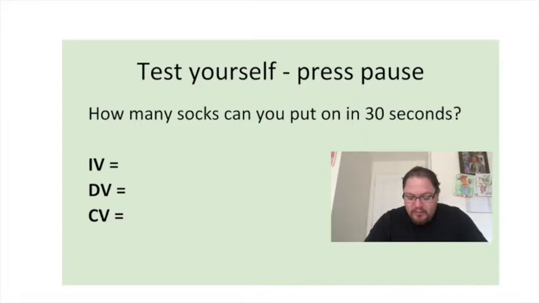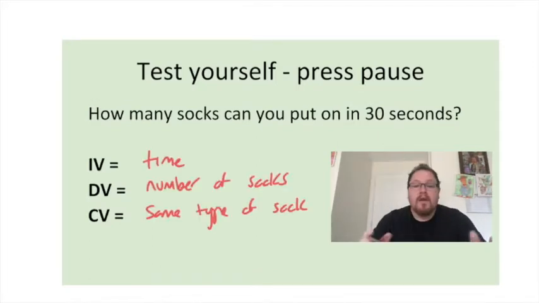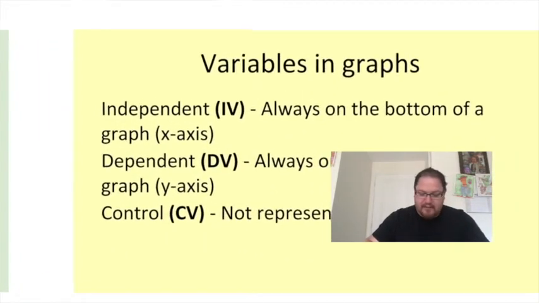How many socks can you put on in 30 seconds? Try and identify what you're changing, your IV, and what you're measuring. Okay, hopefully you can see the answers now. You can see that how many socks is the thing that I'm measuring, so it's my dependent variable. I want to see how many socks I can get on in 30 seconds, the thing that I choose. So time is the IV there. And then for a control variable, not that it matters in this case, I've said the same type of sock, okay? Again, leave a comment if you can think of more.